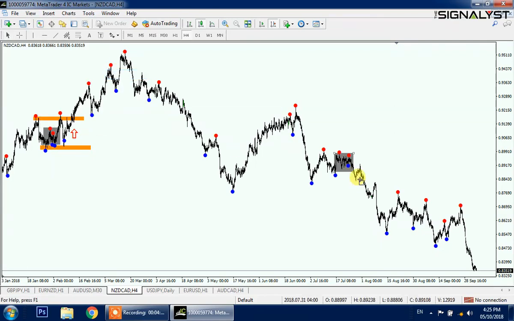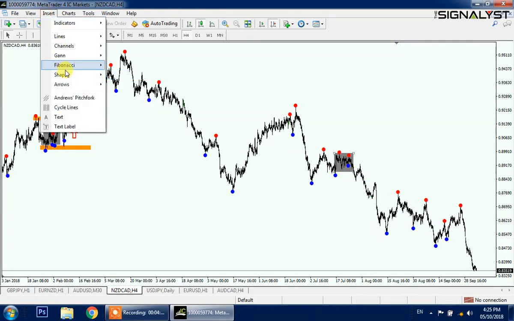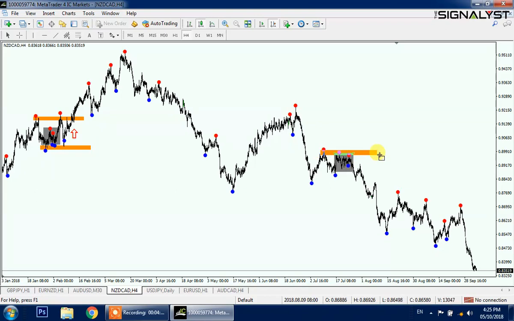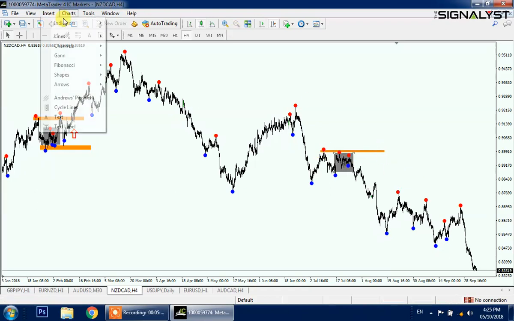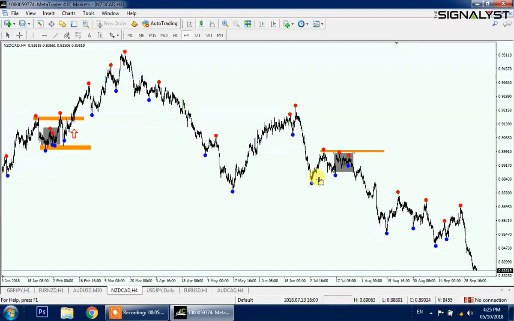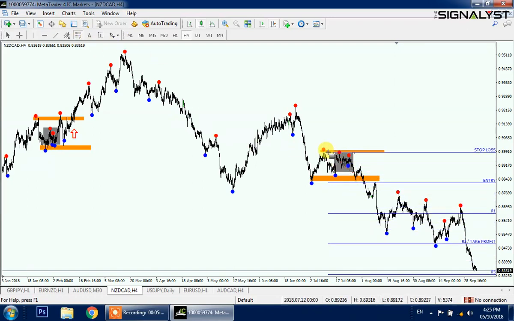So as usual, we draw our swings. Here is the upper one, and let's draw the lower one, and we will enter on a break of either side. In that case, it broke below. Our entry would be here, our stop loss above the range, and target 221.